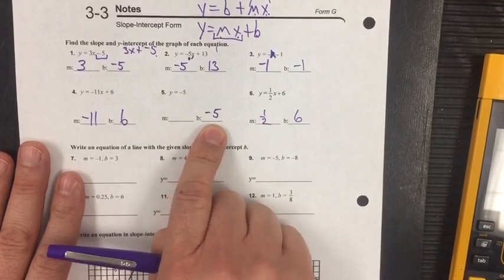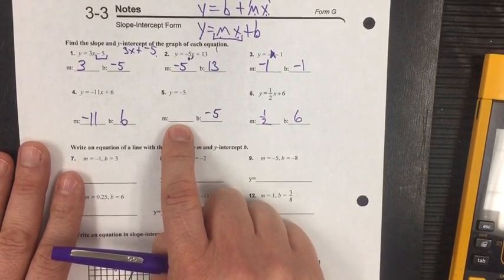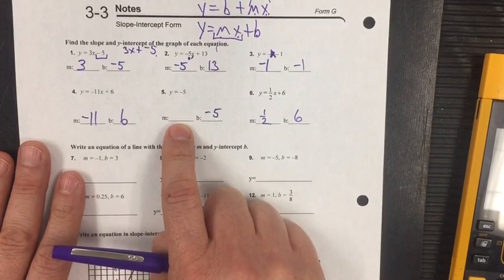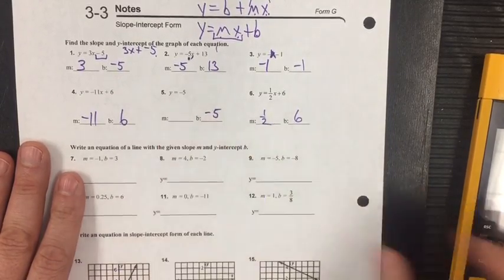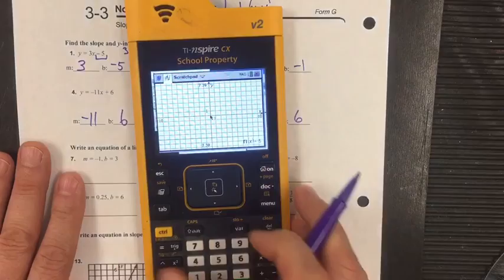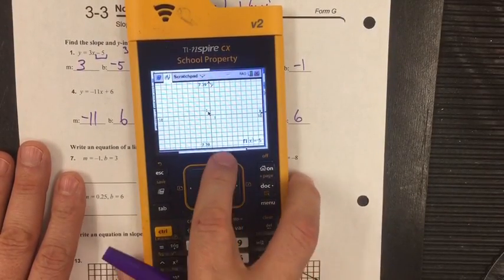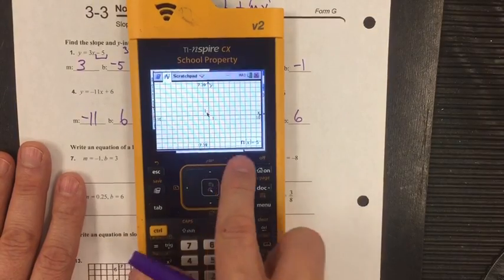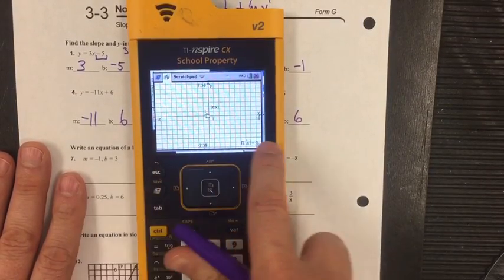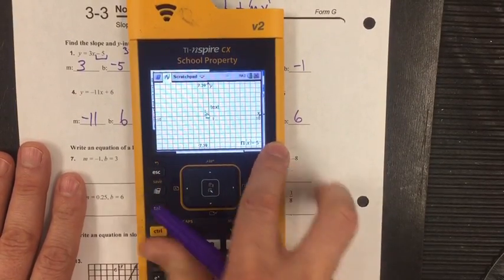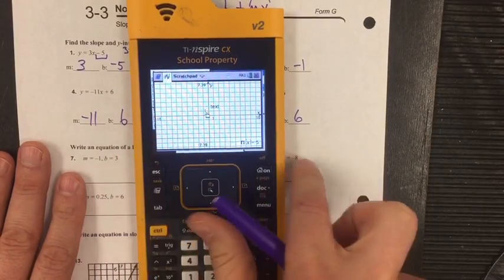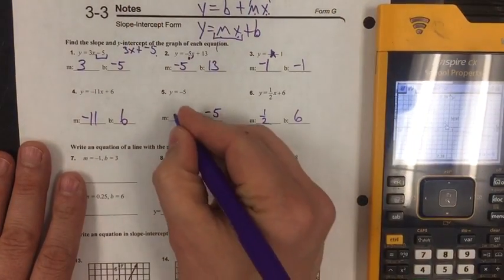This is the b, with zero. So what in the world is going on with the m? It's 0. And what kind of line is this? If you graph this in the calculator, it would be a horizontal line like that. In fact, I think this is it from the last one. Yeah, that's y equals negative 5. That is the graph right there. Remember, a 0 slope is a horizontal line. And that's what that would be.